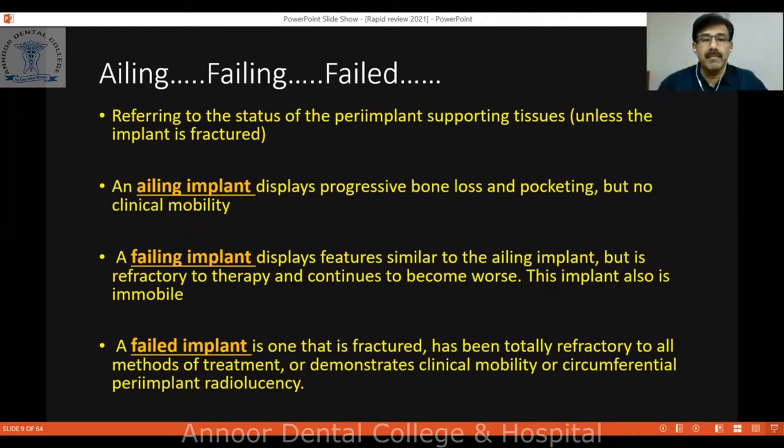But what is a failed implant? A failed implant is an implant that is either fractured, or whenever you see a periapical circumscribed radiolucency all around the implant, it is failed. If there is mobility around the implant, it is failed. It is not amenable to any sort of treatment that you give. It does not respond. You can consider that as a failed implant. So these are three different terms that you should understand.